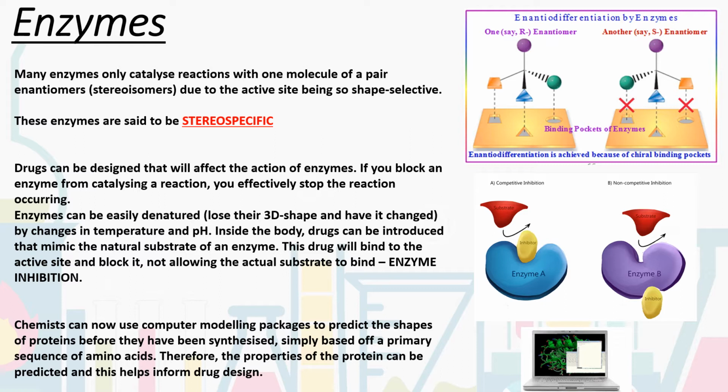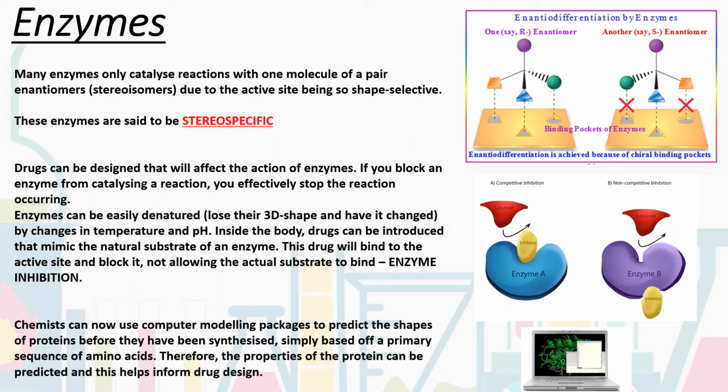Now, drugs can also be designed that will affect the action of enzymes. So, for example, if we have an enzyme that is catalyzing a reaction that we don't want to happen in the body, maybe it's producing a harmful substance, or it's allowing, for example, cancer cells to be able to continue to sort of grow and divide. If we can block an enzyme from catalyzing a reaction, it stops the reaction occurring. So in order to block the action of the enzyme, we need to have a drug molecule or an inhibitor that will bind to the active site, something that looks like the substrate, but that will bind to the active site and stop the actual substrate from binding to the active site and getting catalyzed.